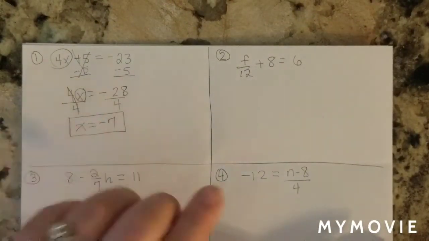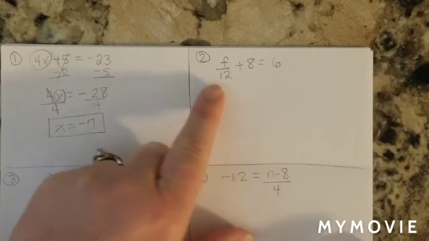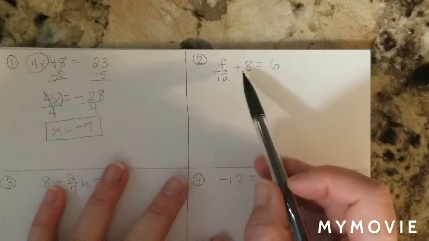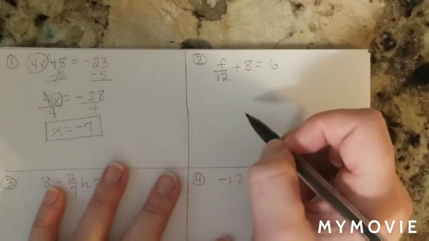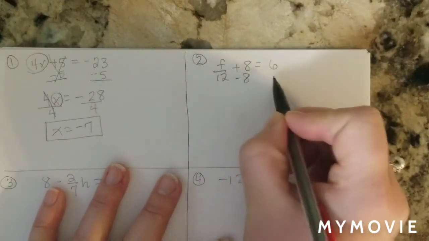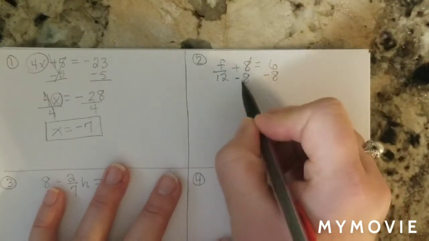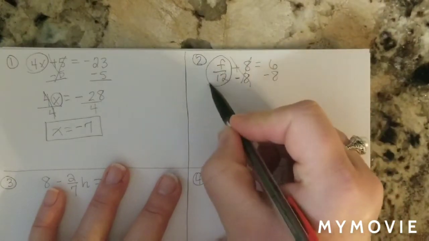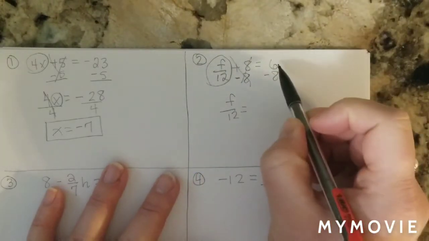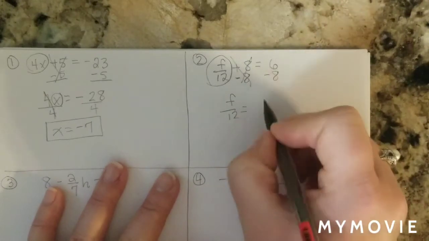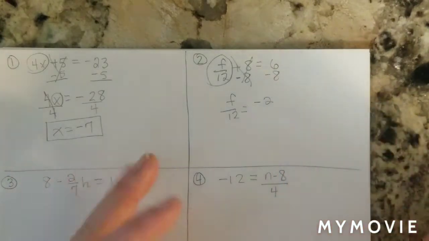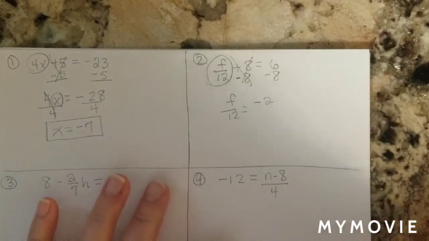Y'all did really well with those, and then we threw in some with fractions. So here we have f divided by 12, or f over 12, plus 8 equals 6. So again, we just need to get rid of our constant number. So we're going to get rid of that 8 by subtracting 8 from both sides. This is equal to 0, so we're going to bring this down. F over 12 is equal to positive 6 and negative 8 is equal to negative 2, because one was positive, one was negative. The signs were different, so we subtracted.